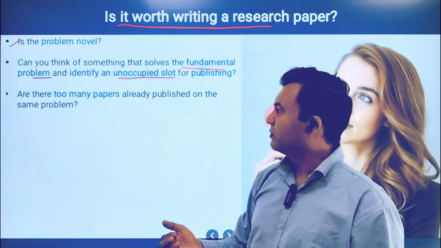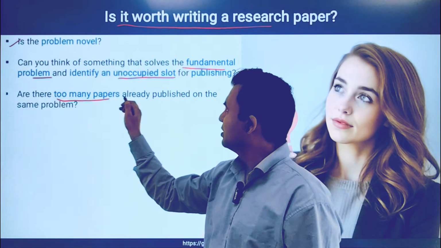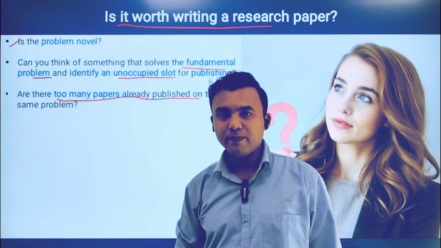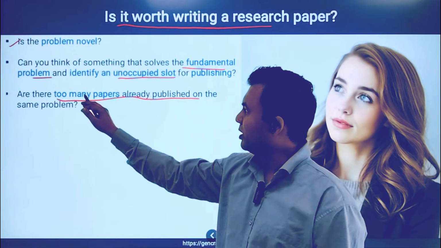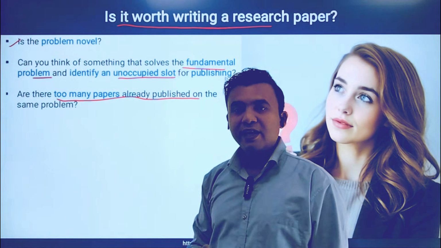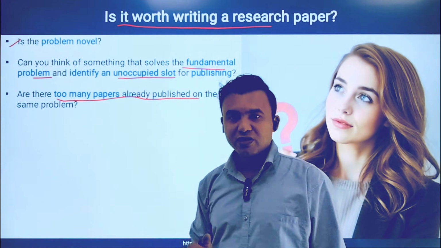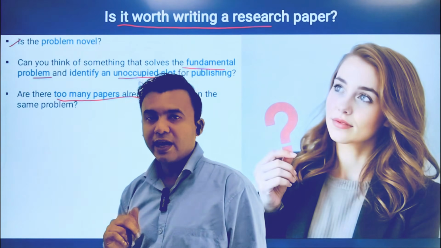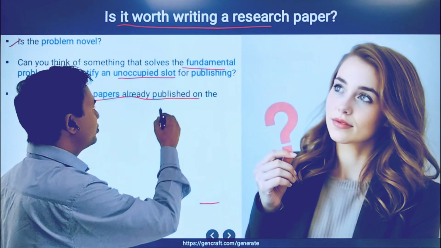If, let's say, I have decided on one problem statement and there are too many papers already published, then it would be really difficult for me to publish, right? How to overcome that problem?